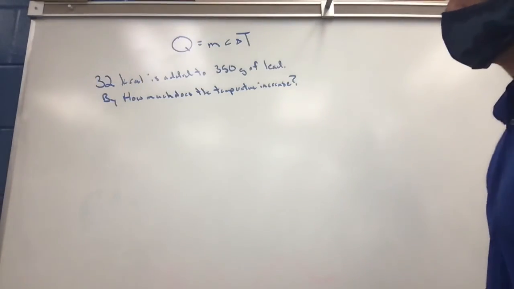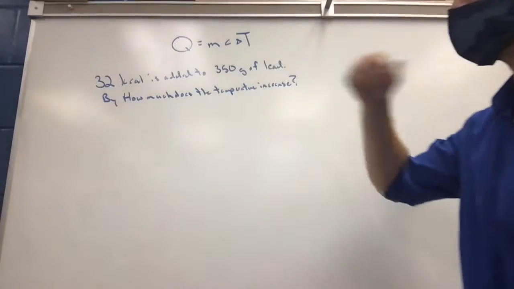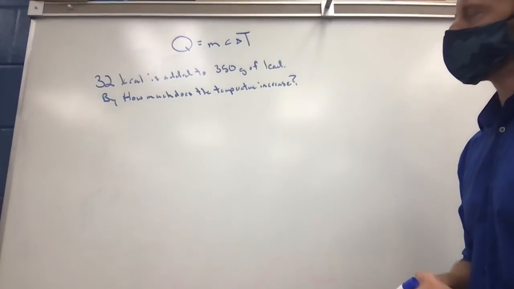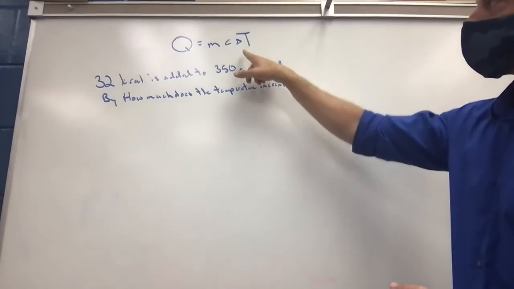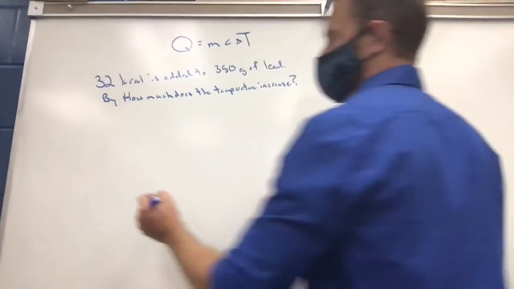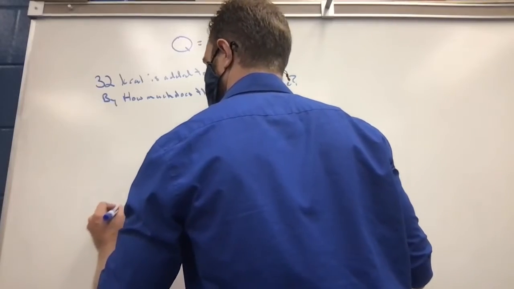So we've got a question here. It says 32 kilocalories is added to 350 grams of lead. By how much does the temperature increase? So as soon as I read that, it tells me what I'm looking for. I'm looking for the delta T. So I know delta T is what I'm looking for.